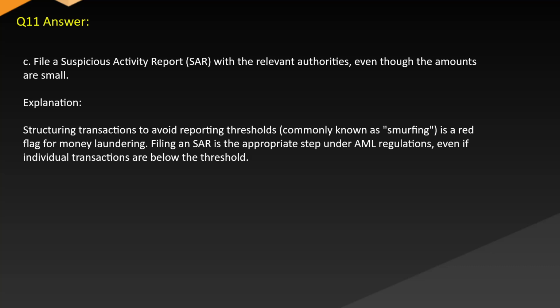Answer: C. File a suspicious activity report, SAR, with the relevant authorities, even though the amounts are small. Explanation: Structuring transactions to avoid reporting thresholds, commonly known as smurfing, is a red flag for money laundering. Filing an SAR is the appropriate step under AML regulations, even if individual transactions are below the threshold.